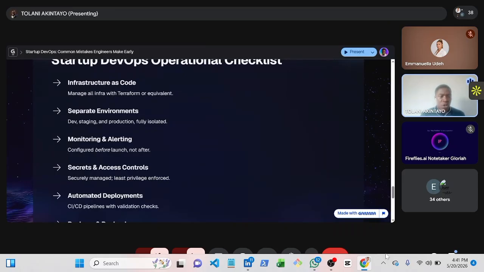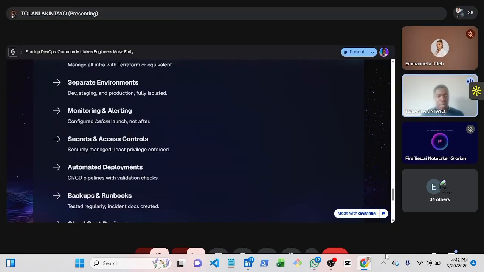Monitoring, we've talked about that. It should be configured before launch, not after. Secrets: you securely manage them, with least privilege enforced. Very important as well. And automated deployment, your CI/CD pipeline, validation tests, yes, because you want that to be automated. You don't want to do them manually, because if you do them manually, you are wasting developers' time, definitely.